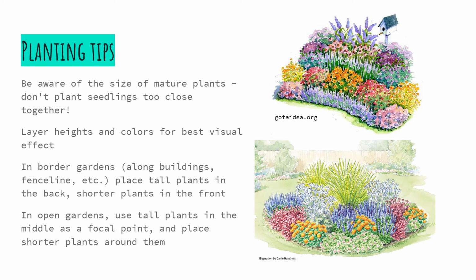In border gardens, such as along a building or a house or a fence line, it's a good idea to place taller plants in the back of the garden, like along the wall or along the fence, and then shorter plants in front. This will create sort of a staircase effect. But in open gardens, you could use tall plants in the middle and plant shorter plants around it. The taller plants would serve as a focal point in this case.